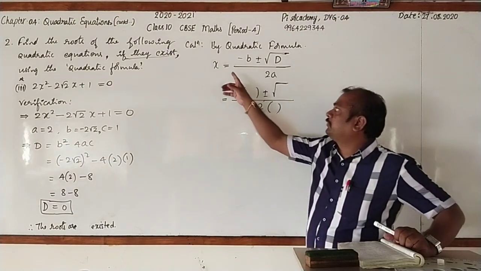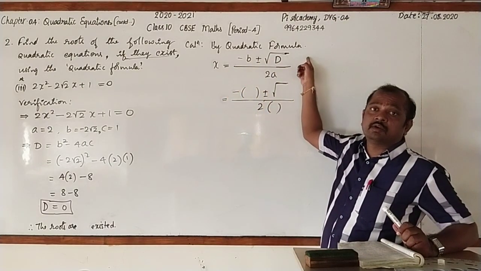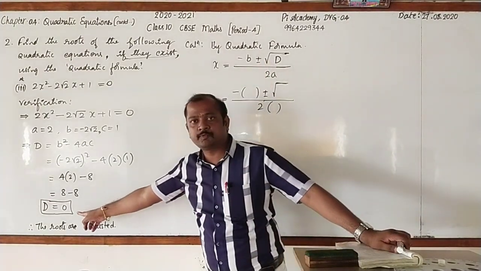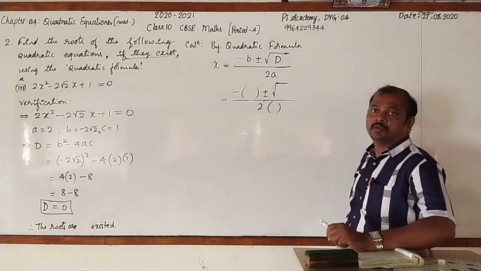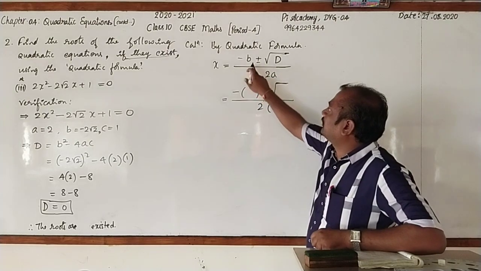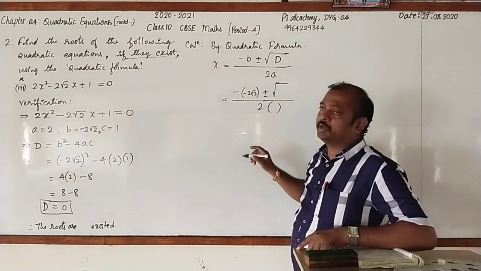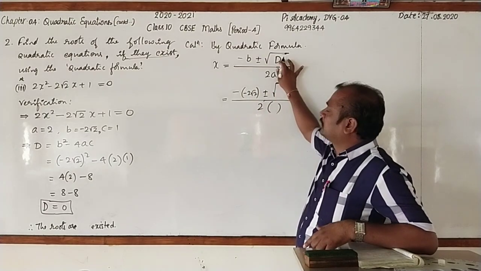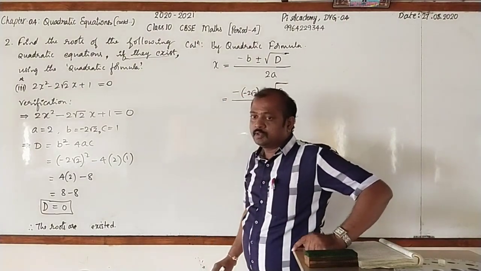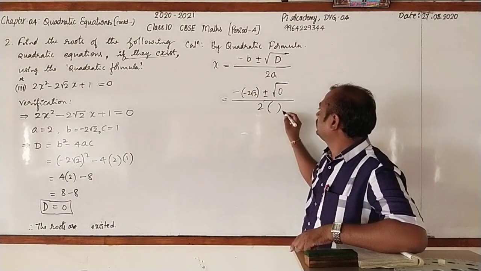Formula is x equal to minus b plus or minus square root of, in place of b square minus 4ac, we have written d. The reason is we have already found out the d value. Whole divided by 2a. Next, substitute. Minus of, what is b? b is minus 2 into root 2. Very important. Plus or minus, the D value, it is 0. Then observe 2 into a. What is a? This is 2.